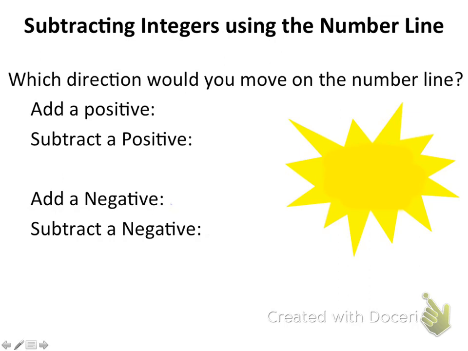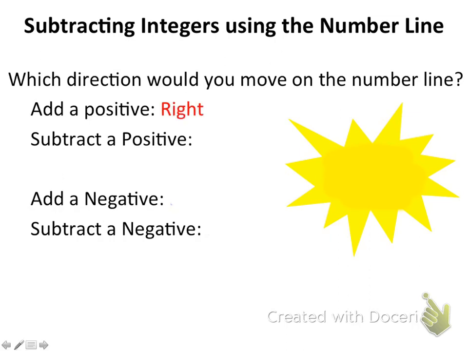Alright, to start, we're going to think about how addition and subtraction are related and what that means about which direction we would move on the number line. When we're adding a positive number, this is the last lesson, when we added a positive, we moved to the right.